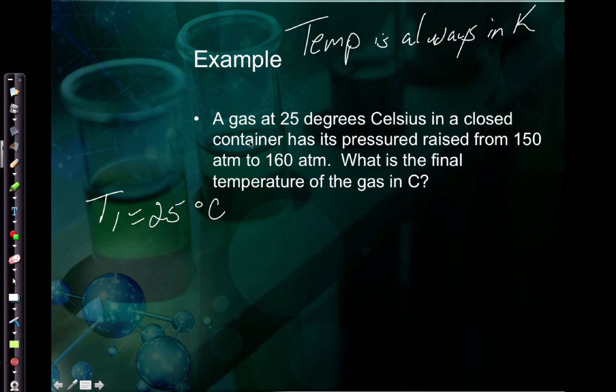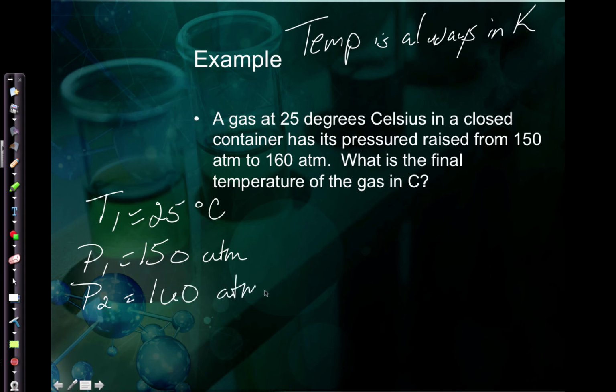It also says that it has its pressure raised from 150 to 160. So 150 ATMs would be my initial pressure, because that's the first one. And my new pressure will be 160. I'm looking for the new temperature. So I know that a variable has changed here: pressure, volume, temperature. If any of those things change, you're using the combined gas law.